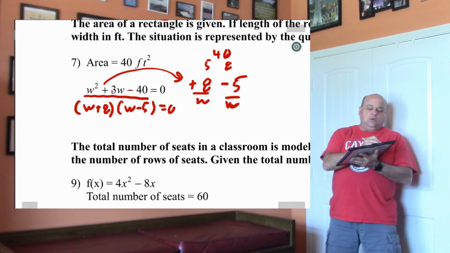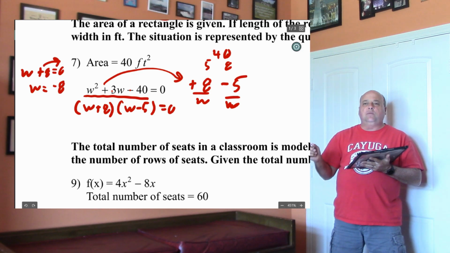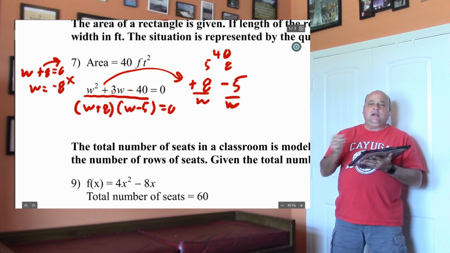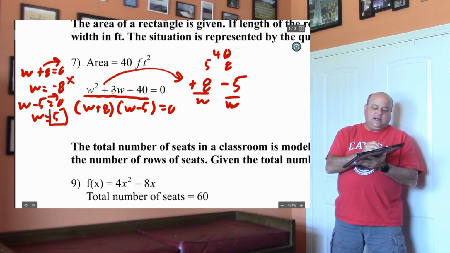Set each of those equal to 0. So W plus 8 equals 0. Move over the 8. My length cannot be a negative number, can it? So I'm not going to use that one. On this one, W minus 5 equals 0. Move over the 5. W equals 5. Ding, ding, ding, ding, ding.